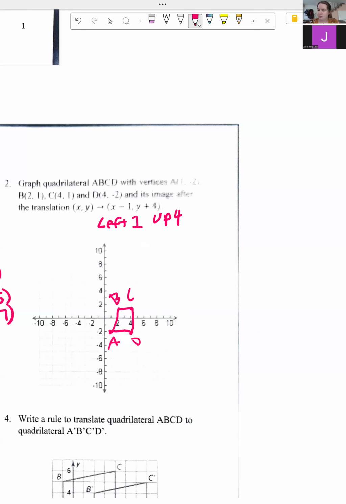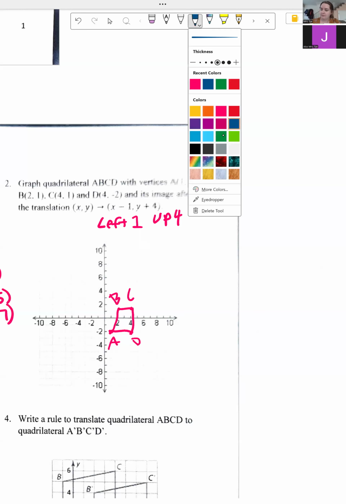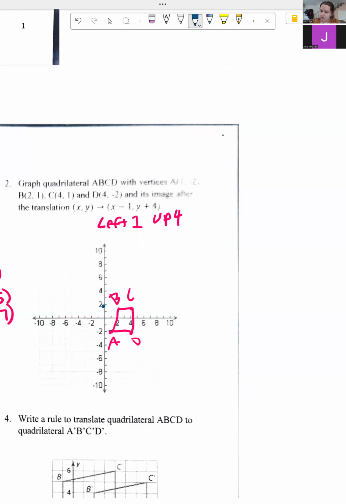Okay, so I'm gonna switch colors back again. And we're gonna move each of these left 1 and up 4. So 1 and then 4. It's right there. We're gonna label it A prime. 1 and, hold on, I'm thinking. 4 is right there. 1, 4. And 1, 4. Connect. And that's it. Okay, that's all we're doing today.